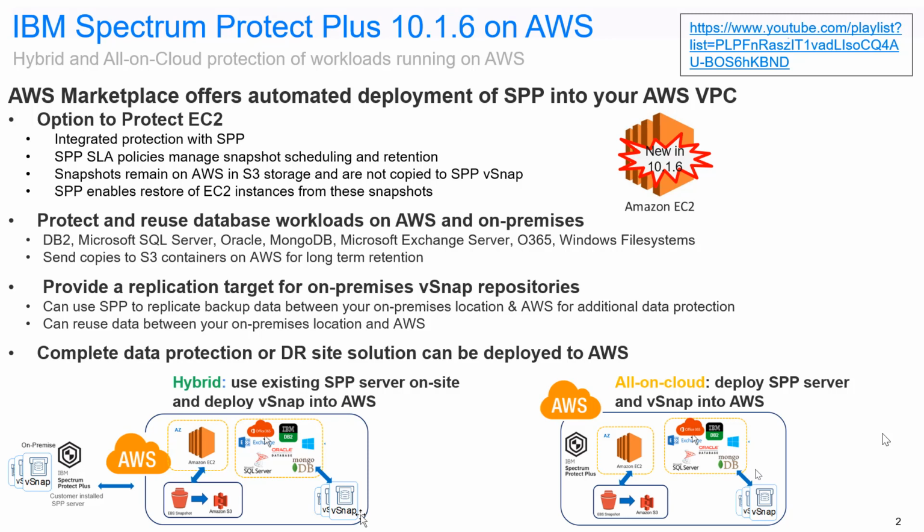This EC2 protection can also be set up manually inside of Spectrum Protect Plus. You would need to do it manually if you disabled it at install time, or if you were upgrading an older Spectrum Protect Plus server to 10.1.6, or if when you did the install you had chosen the hybrid installation into an environment that did not yet have a VPC set up.